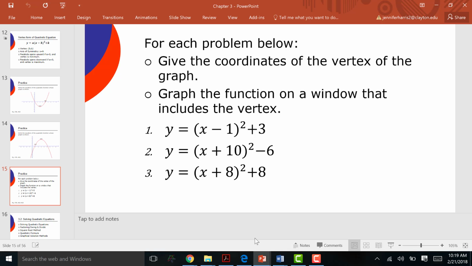Just like that. So you were showing us basically the coordinates. If I said, tell me the vertex for this equation, you're going to say this. If I say, what's the vertex for this equation, you're going to say this one. If I say, what's the vertex for this equation, you're going to say this one. So that's what it's going to ask you to do.